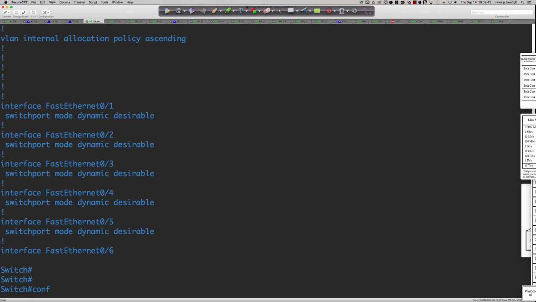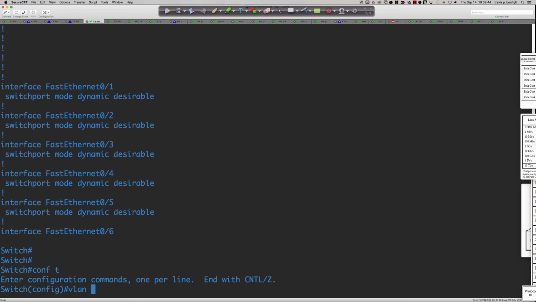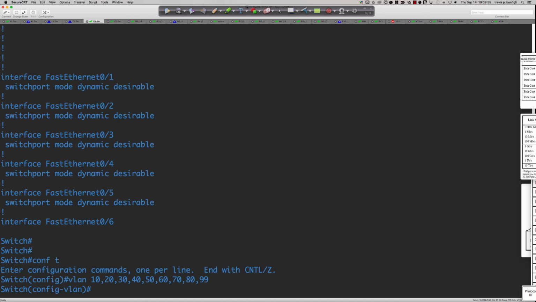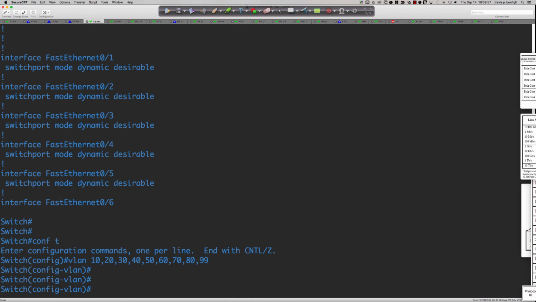So here we are on this switch. So here's how you would do this in the real world. I would say vlan 10, comma, 20, comma, 30, comma, 40, comma, you kind of get the idea, right? Comma, 60, comma, 70, comma, 80, comma, 99, and I hit enter, and you see that it works great.